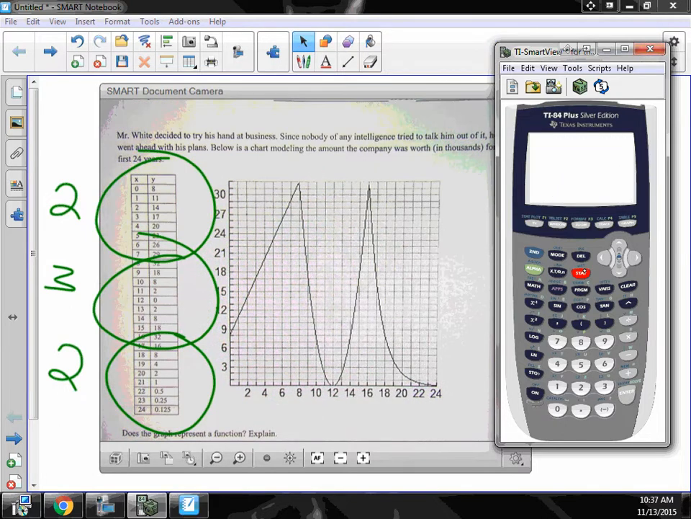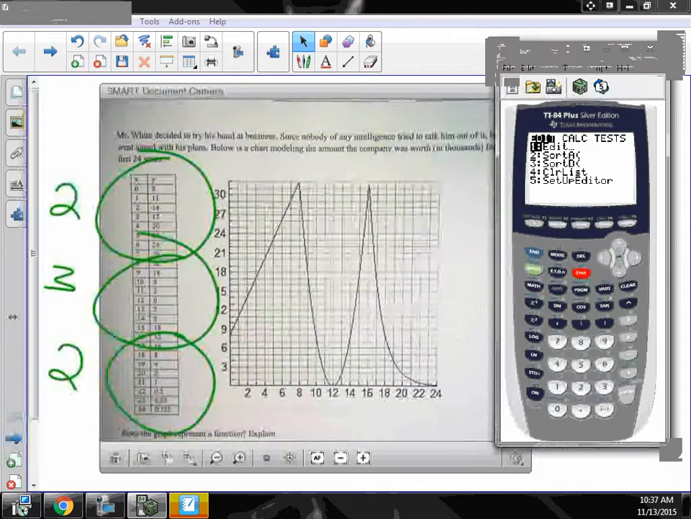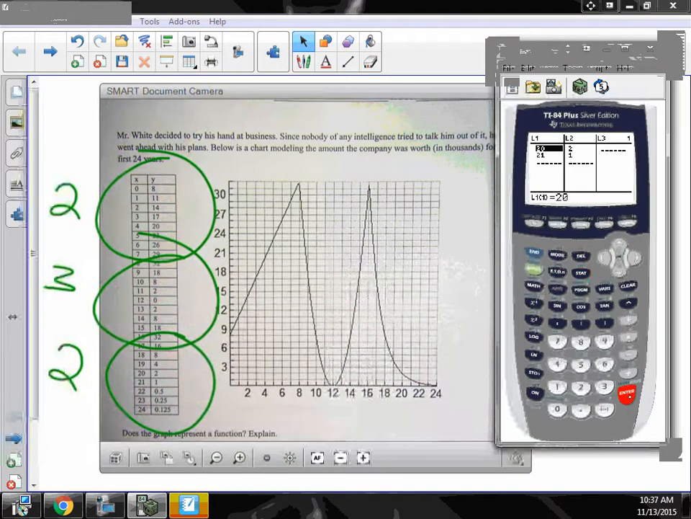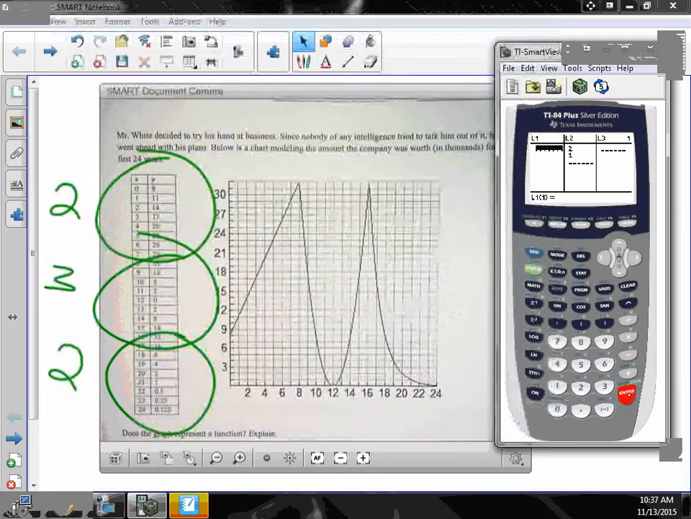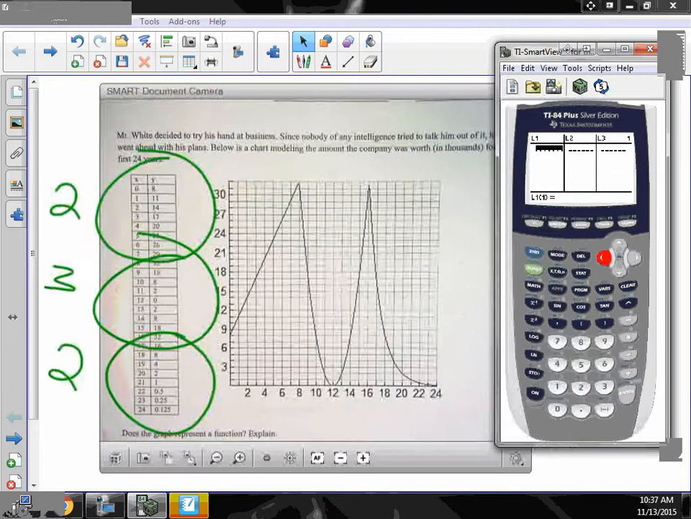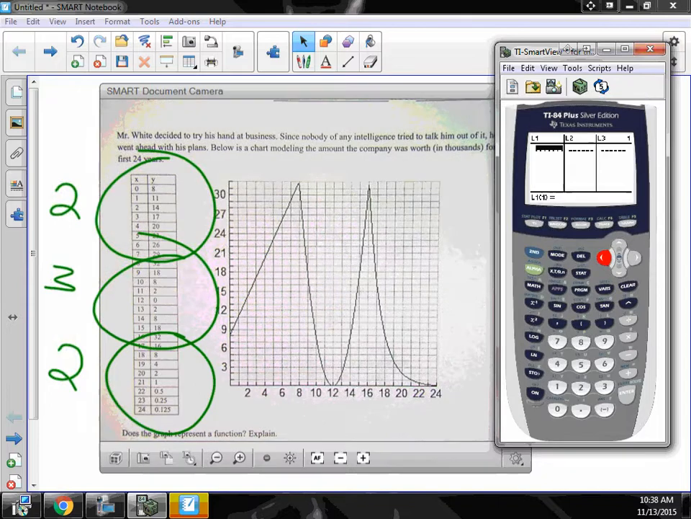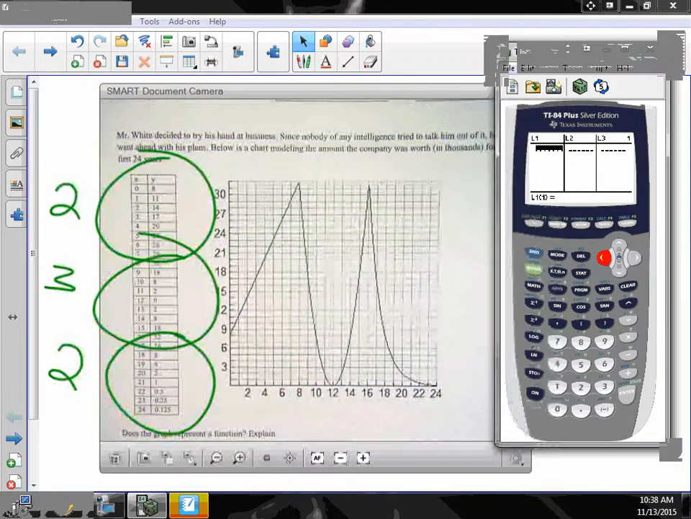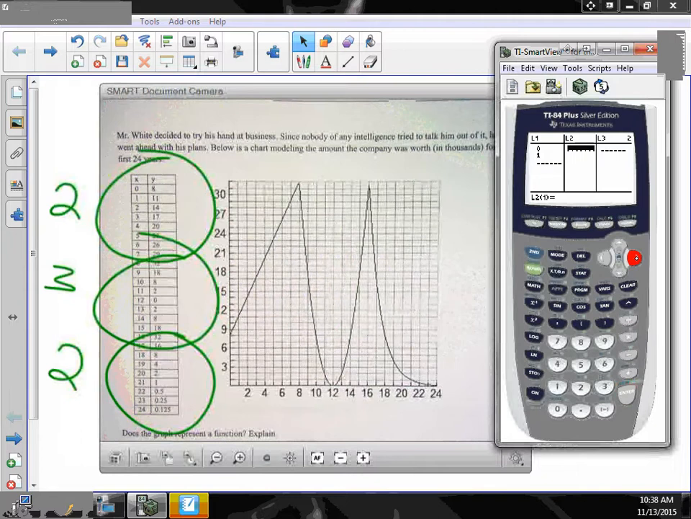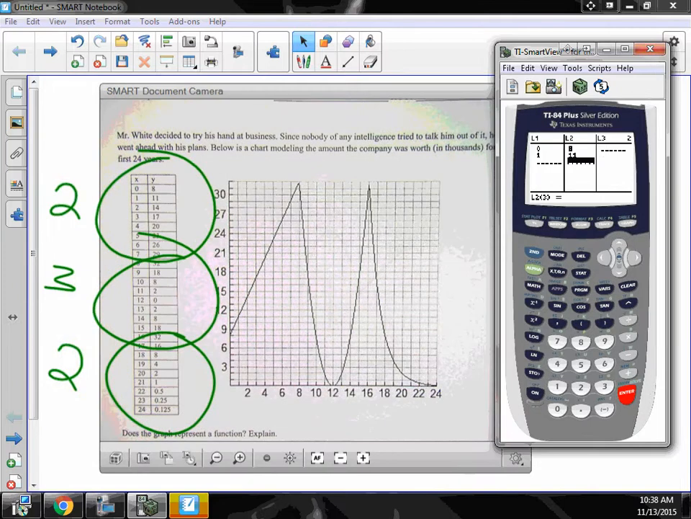So, everybody push stat, and then edit, and clear out whatever is there. And remember, you always push clear, don't push delete. If you push delete, you'll just eliminate the list. So for a linear equation, I need 2 points. Any 2 points will work as long as it's in that section that represents linear. So I'm going to use 0, 8, and 1, 11. So I put 0 and 1 into L1. That's my X list. And I put 8 and 11 into my L2. That's my Y list. Anybody need help sticking those in?